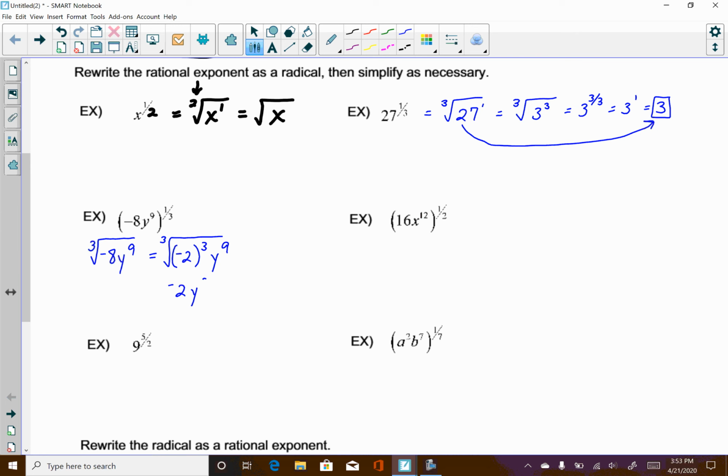Okay. The next one, you have 16x to the 12th raised to the 1/2 power. So that's the same as the square root of 16x to the 12th raised to the 1st power. So now I just want to go through and take the square root. The square root of 16 is 4. And then 12 divided by 2, x to the 6th power. Final answer, 4x to the 6th.